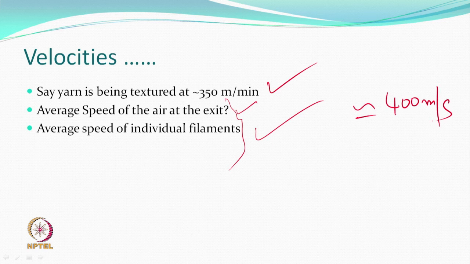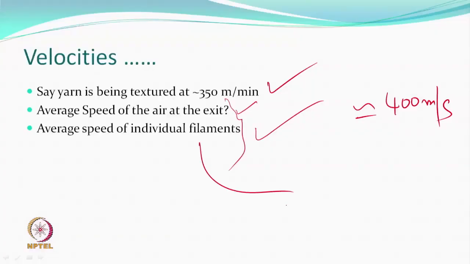So, this converging of a jet creates this high velocity, supersonic. And so, you would have a lot of drag, filaments going to be pulled through the jet. Of course, they are open. But let us say somebody again asked this question, what would be the average speed of an individual filament? More than 350 definitely, 350 meters per minute. Will it be close to 400 meters per second? May not be, because it is going to be slipping.